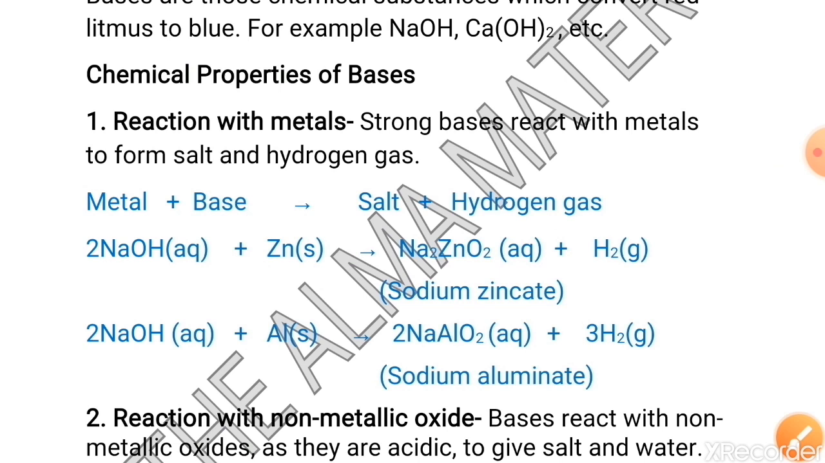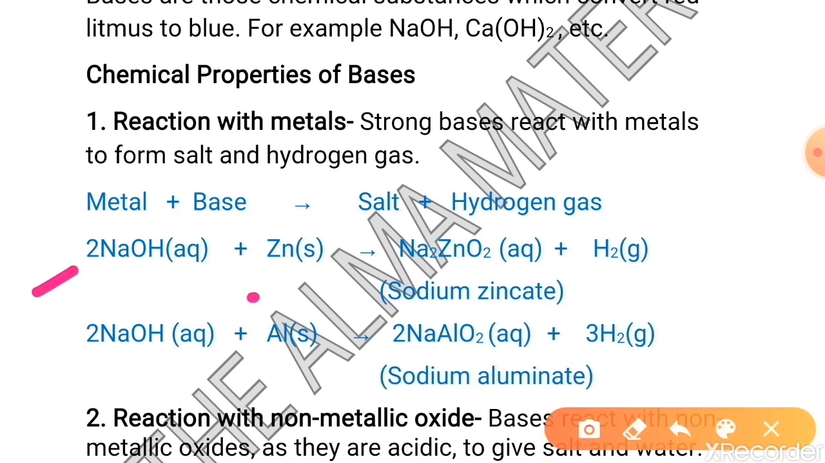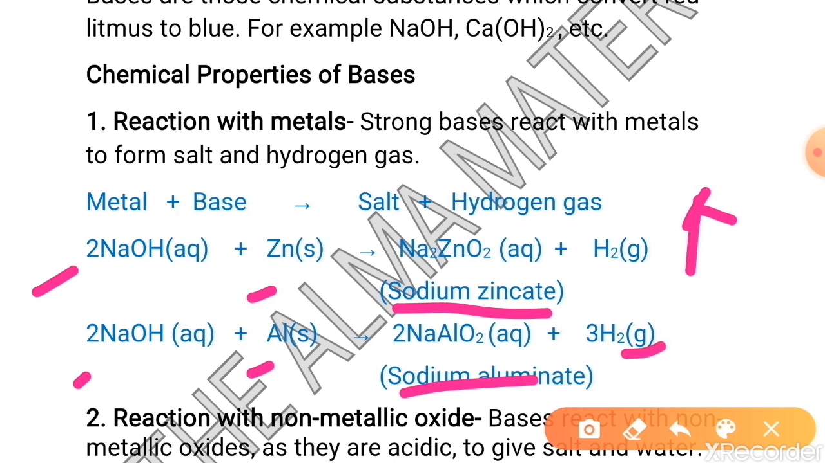Now looking at the examples, the first one is when sodium hydroxide reacts with zinc. In this reaction they form a salt known as sodium zincate, whose formula is Na2ZnO2, along with formation of hydrogen gas. Next one, when sodium hydroxide reacts with aluminium, it forms sodium aluminate, NaAlO2, along with hydrogen gas.